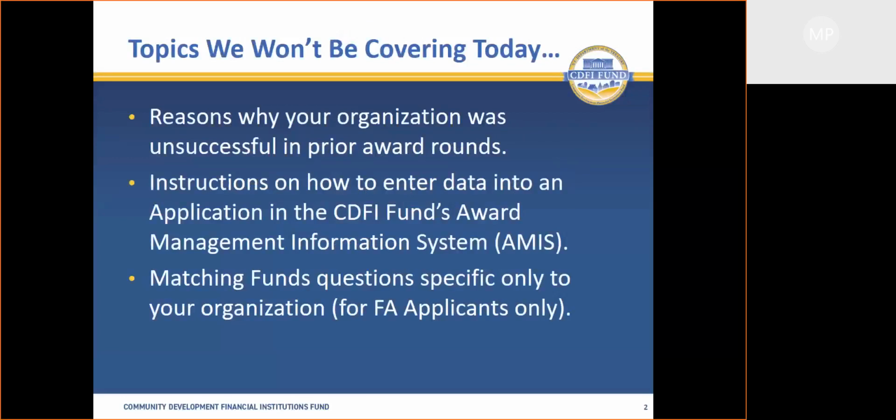We like to start off really quick by setting a couple of ground rules about general topics that we are not going to be covering today. These are things that are always not covered on our webinars. We won't talk about reasons why your organization might have been unsuccessful in prior award rounds. We won't be talking about specific instructions on how to enter data into an application in AMIS. And if you're a core eligible group thinking about matching funds, we won't be tackling any questions that are specific about matching funds that your organization might have that wouldn't apply to other groups.